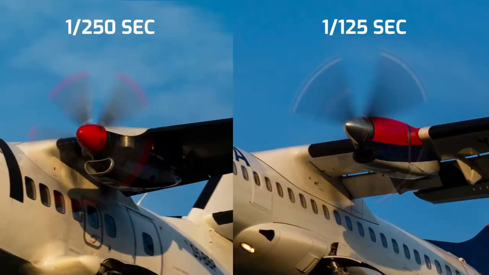So there you have an example of one plane shot at 1/250th of a second and one shot at 1/125th of a second. I'll put the two up side by side so we can compare how the propellers look. Now the problem is that when you go down to 1/125, you start getting problems.